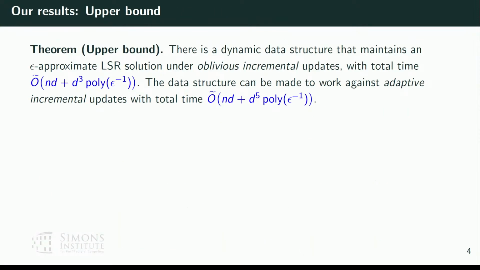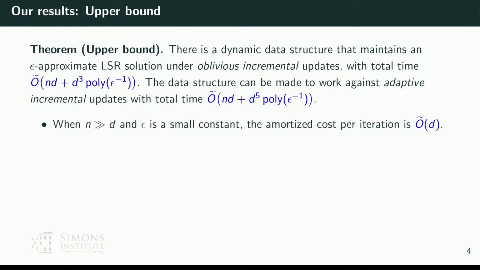So our upper bound shows that there is a data structure that can maintain an epsilon approximate least squares regression solution under oblivious incremental updates with a total running time of nd plus d cubed times some polynomial of 1 over epsilon. We can also make this algorithm work against adaptive but still incremental updates. And we still get the first nd term, but we lose something in the second term. It becomes d to the fifth instead of d cubed.